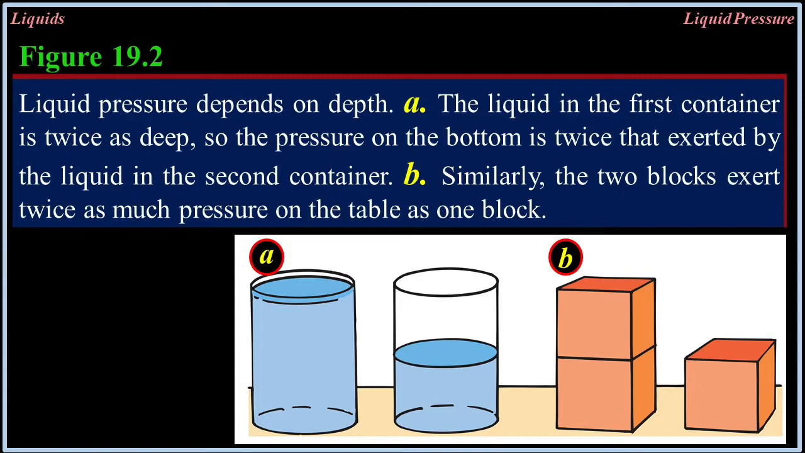Figure 19.2. Liquid pressure depends on depth. A. The liquid in the first container is twice as deep, so the pressure on the bottom is twice that exerted by the liquid in the second container. B. Similarly, the two blocks exert twice as much pressure on the table as one block.